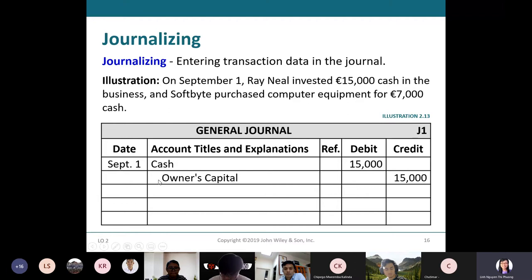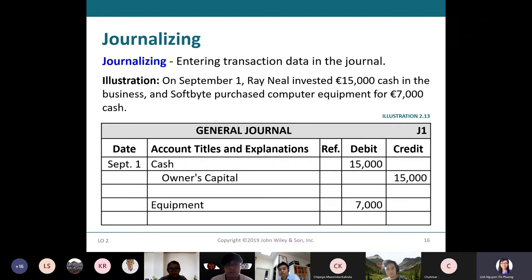Next thing that I want you to remember is don't write the dollar signs in the journal. Don't write a dollar sign or euro sign, the currency, in the journal. We just put the number only. So remember that. Again, remember to indent the credit account to the right, and don't write the currency symbol in the journal. If you do that, points will be deducted. All right? And next we have SoftBuy purchase computer equipment for 7,000 cash, right?